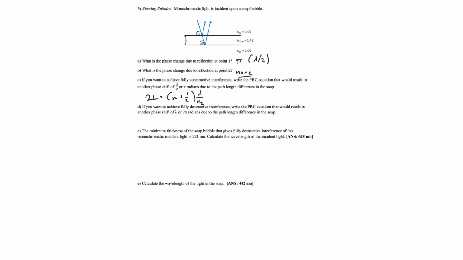So that's our m plus 1/2 equation. If we want destructive interference, then we would want another phase shift of some full integer multiple of the wavelength, because that would keep these two rays out of phase with each other by half a wavelength.